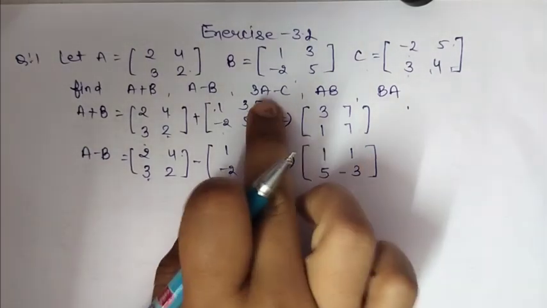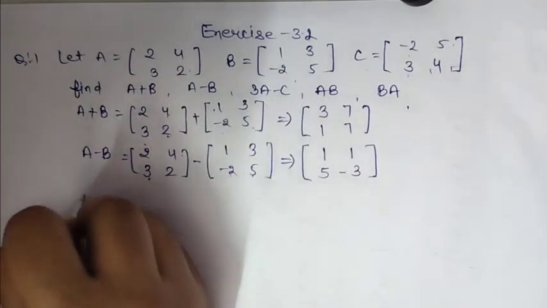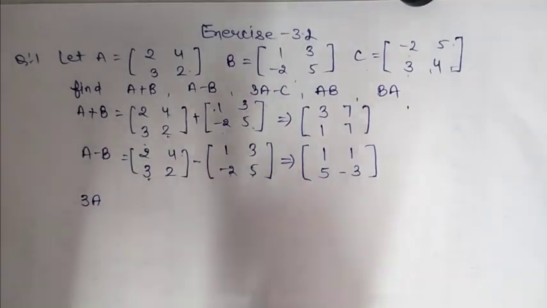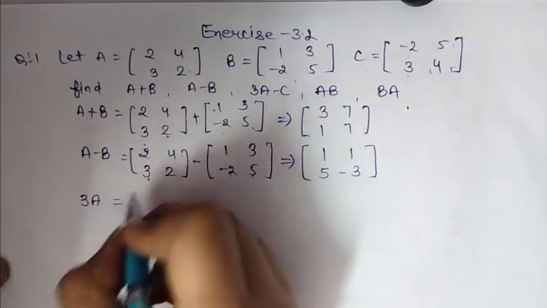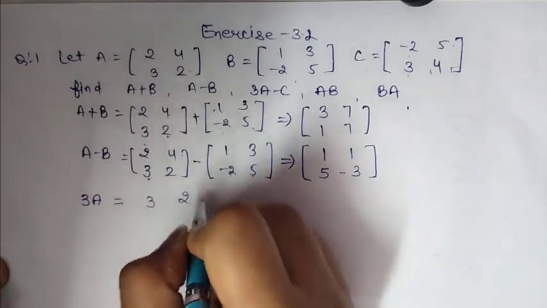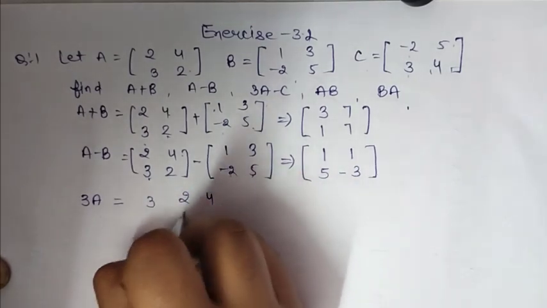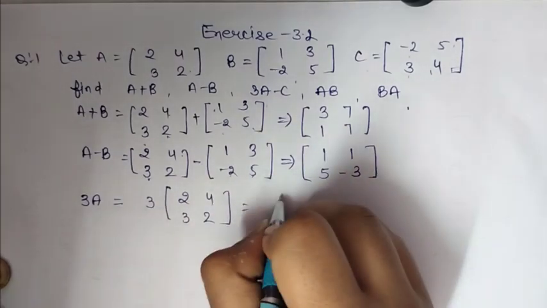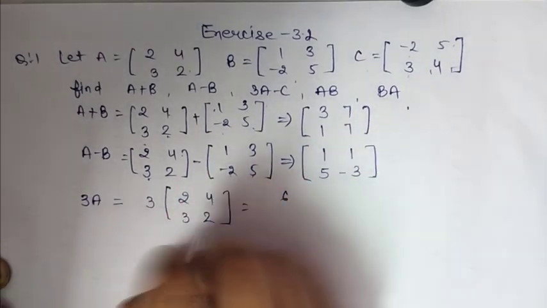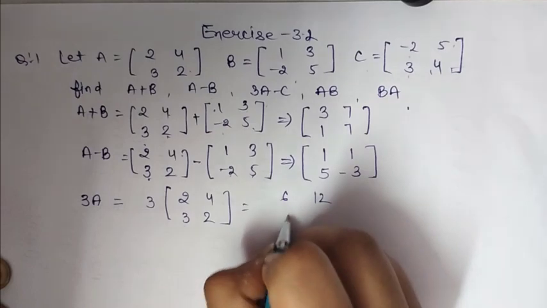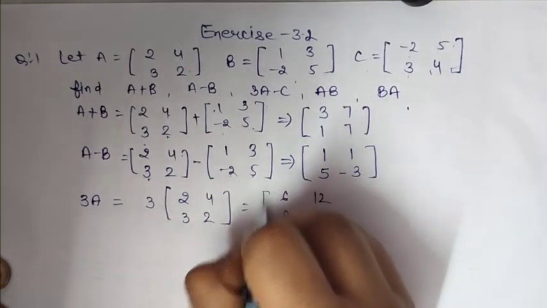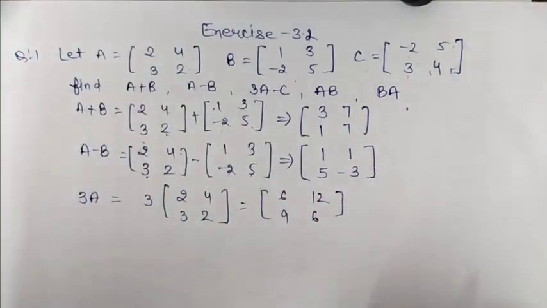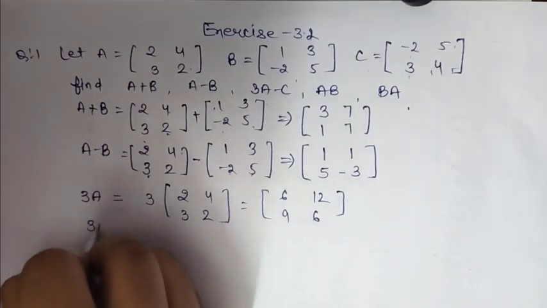Now we have to find the value of 3a minus c. So first we multiply the value of a with 3. We will get 3 times 2, 4, 3 and 2. So when we multiply 3 by a, we will get 6, 4 3s are 12, 3 3s are 9, and 3 2s are 6. Now we have to subtract c also from 3a.